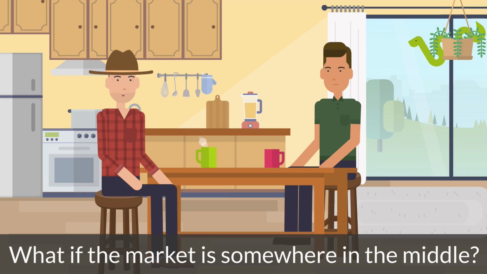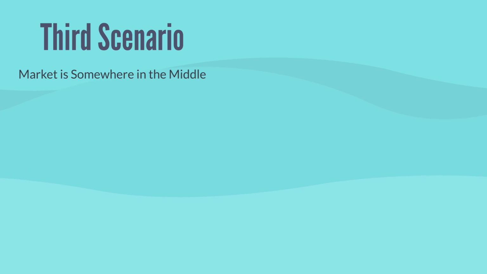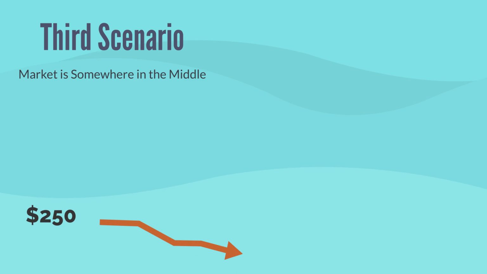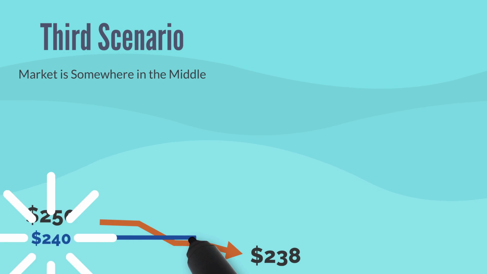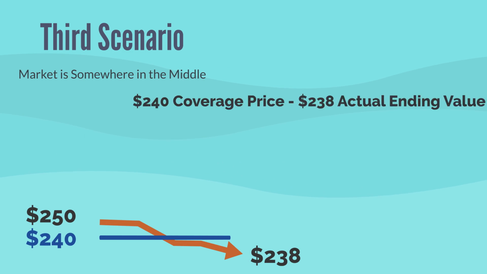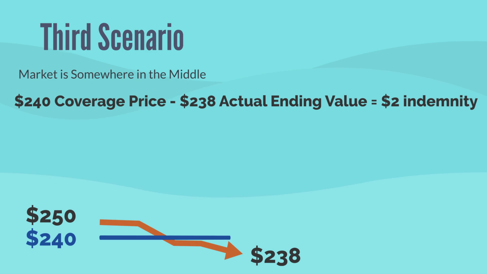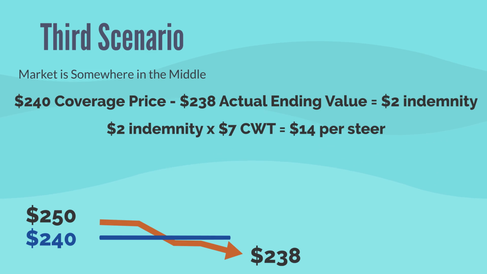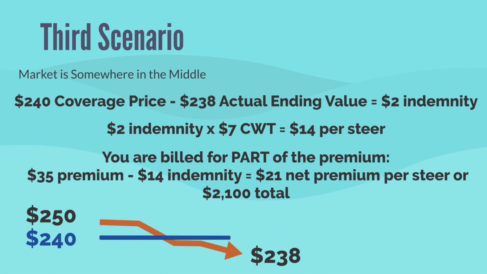But what if the ending price is right in the middle? Great question. Now let's say the feeder cash price is $238 on the day your contract ends. We take your coverage, $240, and subtract the cash price, $238, and we get $2. You are due an indemnity of $2 per hundredweight, so 2 times 7 is $14 per steer. Remember that you owe the $35 per steer in premium. If we reduce your premium by 14 per steer, that is 35 minus 14. The premium owed is $21 per steer for a total of $2,100.